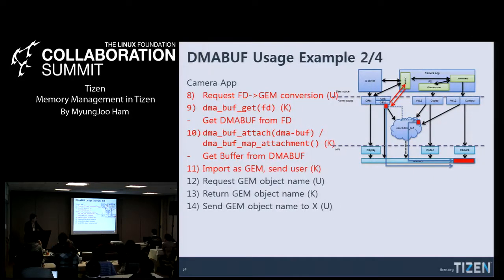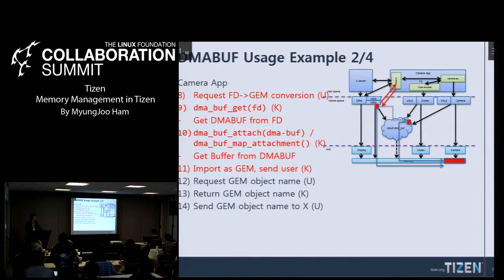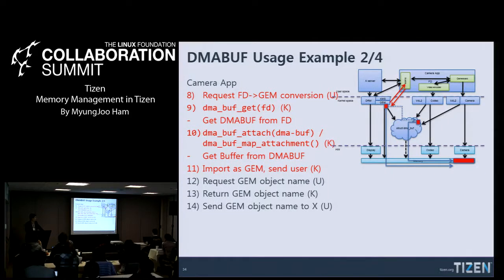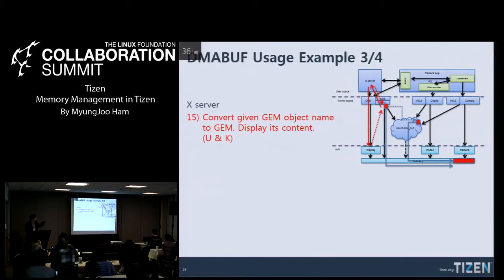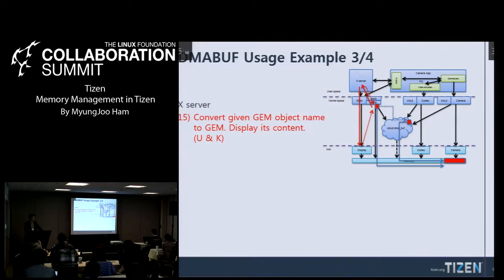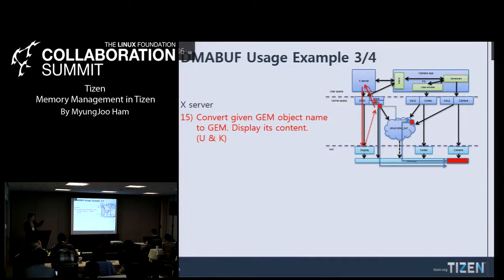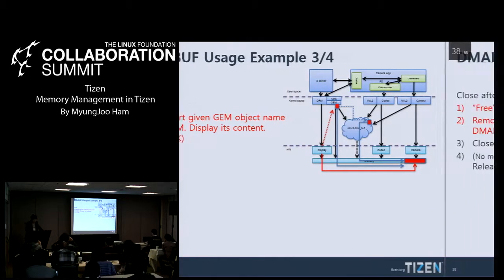And then this file descriptor is imported to a GEM buffer so that it is converted to a GEM object. And then this is sent to the X server, and the X server shows the image on the display. So although the camera uses V4L2 and VB2, and the display uses DRM GEM, this image is shared with the display without any memcopy operations. Yeah, this is the final step of it.